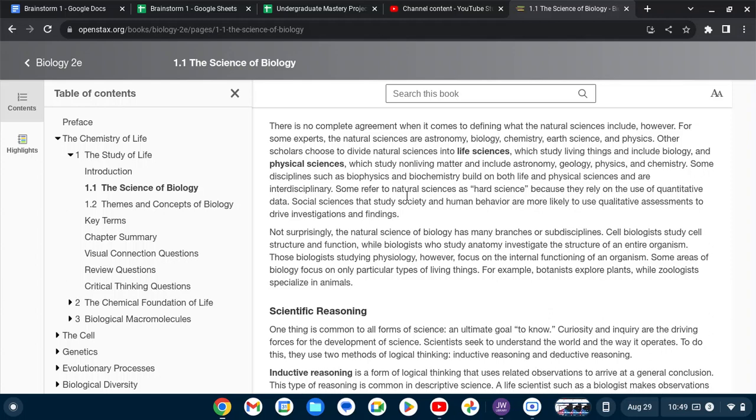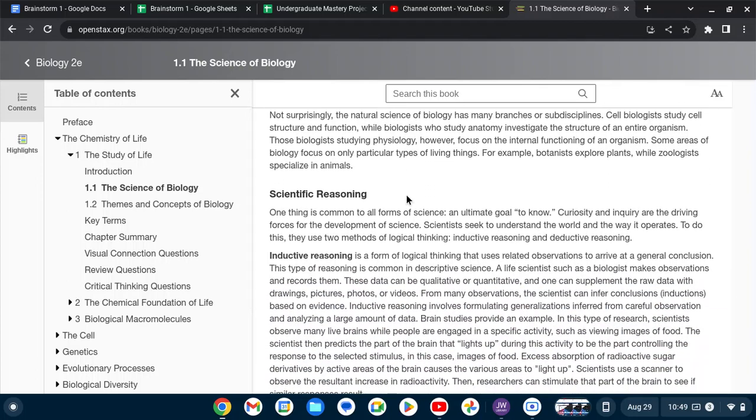Some disciplines, such as biophysics and biochemistry, build on both life and physical sciences and are interdisciplinary. Some refer to natural sciences as hard science because they rely on the use of quantitative data. Social sciences that study society and human behavior are more likely to use qualitative measurements or assessments to drive investigations and findings. Not surprisingly, the natural science of biology has many branches or subdisciplines.